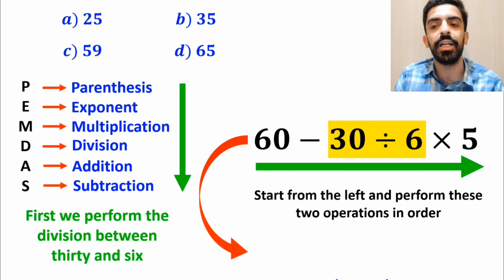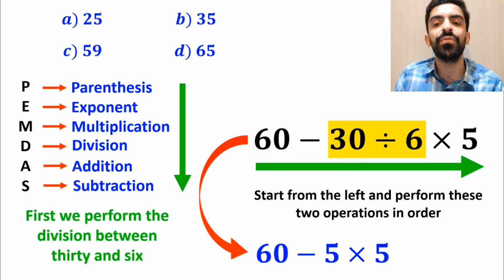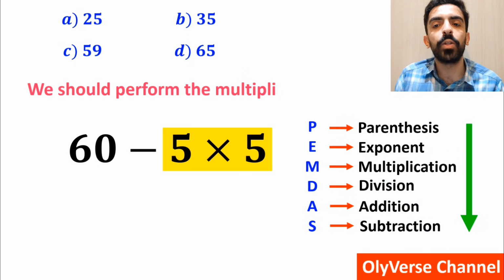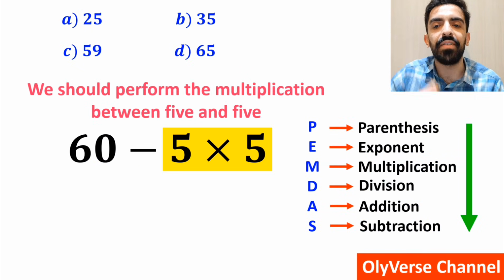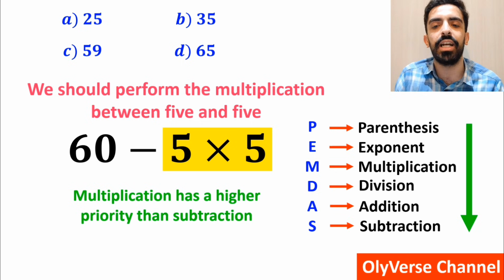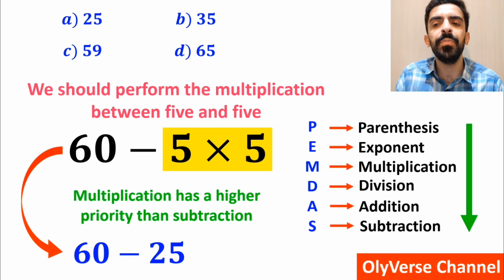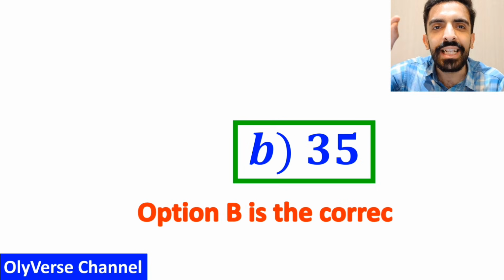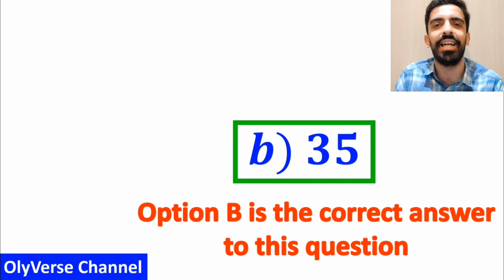And instead of this expression, we can write 60 minus 5 then times 5. And the next step, we should perform the multiplication between 5 and 5 because multiplication has a higher priority than subtraction. So, this expression simplifies to 60 minus 25. And finally, we get the answer 35. That's great. Option B is the correct answer to this question.